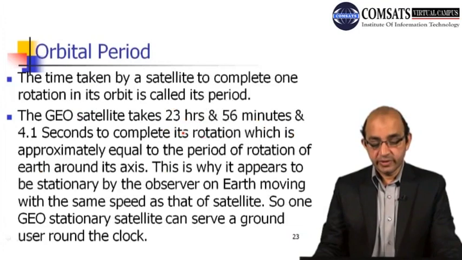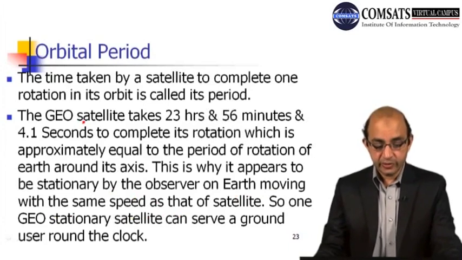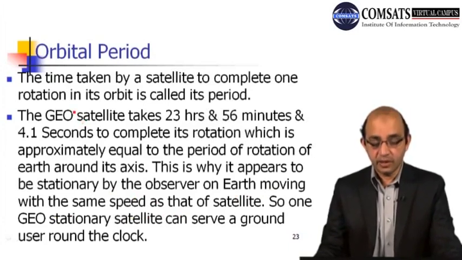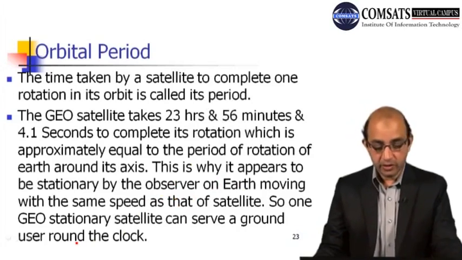It takes 23 hours, 56 minutes and 4.1 seconds, so it's the same, and this is why it appears to be stationary to an observer on the Earth, moving with the same speed. Because when we talk about geosatellites, they and the Earth move with the same speed. So it appears that this is a stationary satellite if an observer is observing from the Earth.